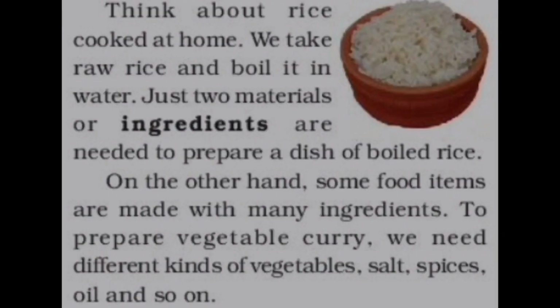A dish might take 1 ingredient or 2 ingredients to make, while other dishes might take many ingredients to make. Think about rice cooked at home. We take raw rice and boil it in water. Just 2 materials or ingredients are needed to prepare a dish of boiled rice. On the other hand, some food items are made with many ingredients. To prepare vegetable curry, we need different kinds of vegetables, salt, spices, oil, and so on.